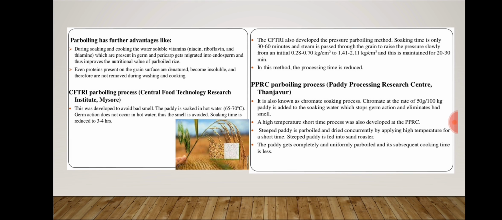Stripped paddy is parboiled and dried concurrently by applying high temperature for a short time. Stripped paddy is fed into the sand roaster. The paddy gets completely and uniformly parboiled, and its subsequent cooking time is less.